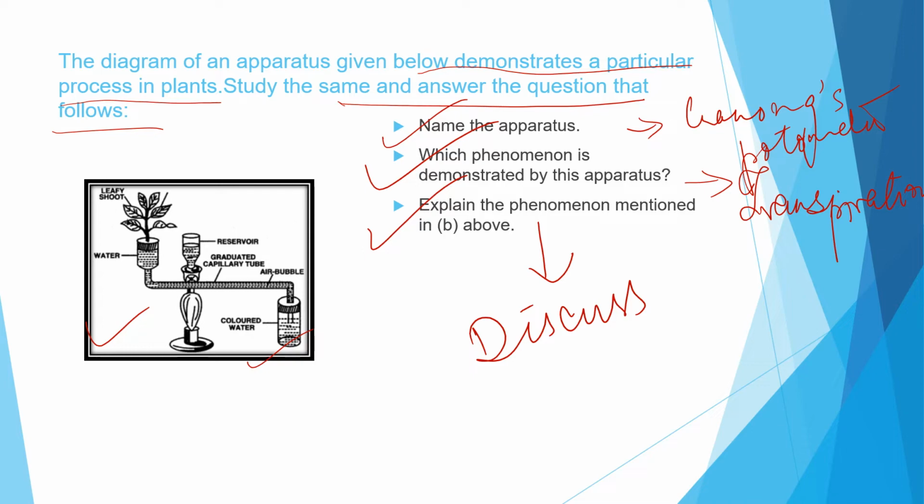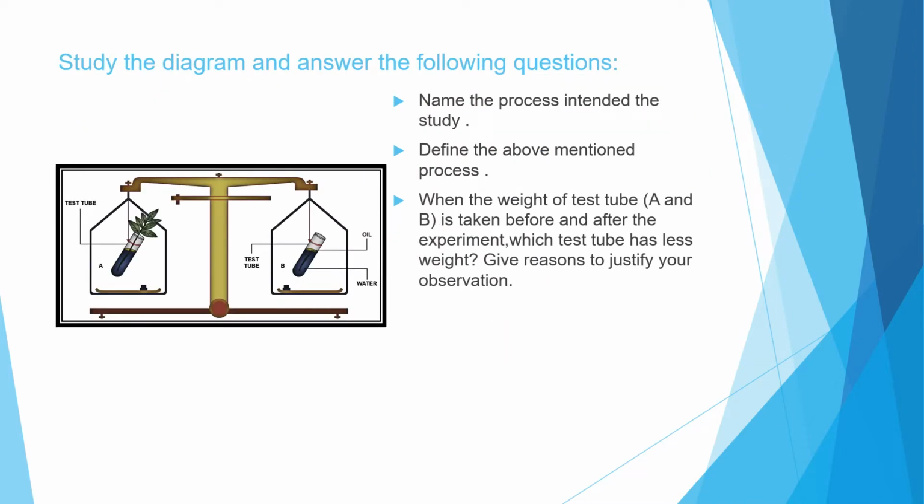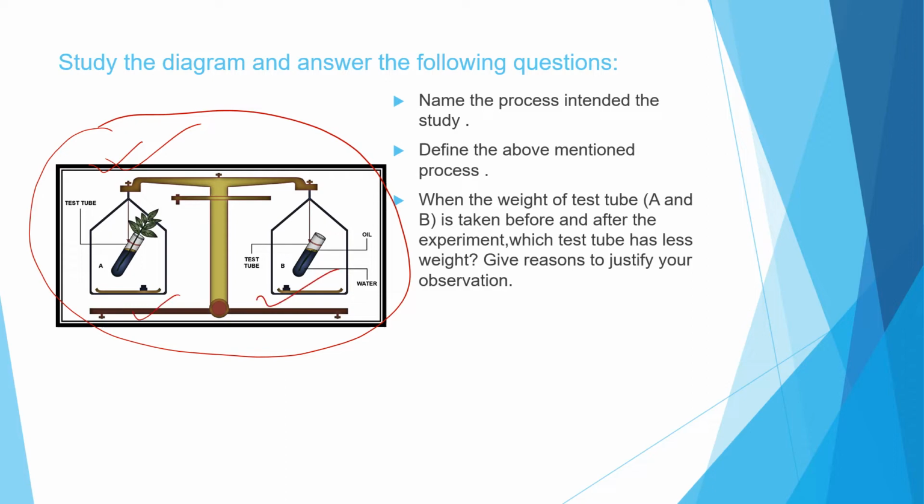So let us move on to the next one. Here is another experimental setup. This setup is the same as the first one we have done, but here it is a bit different, as they have given you this weighing pan. Don't get confused. See the diagram, study the diagram, and answer the following question. Name the process intended for the study.